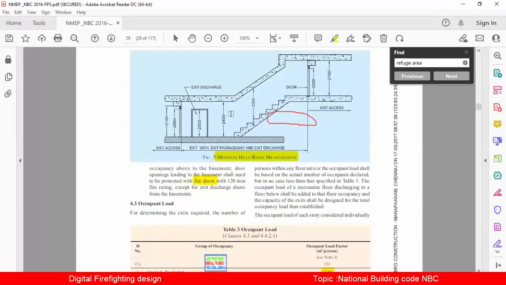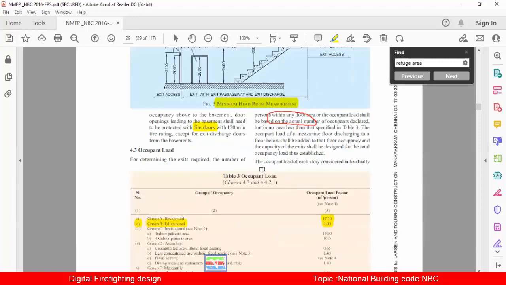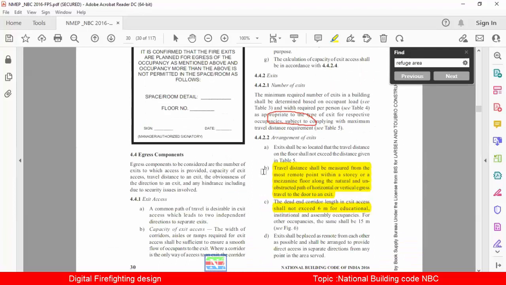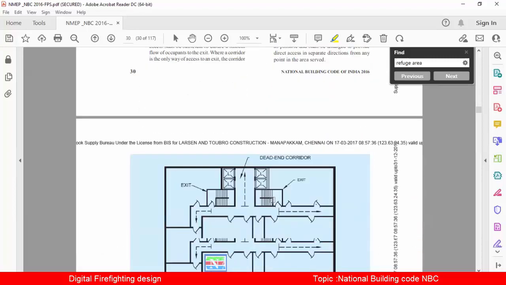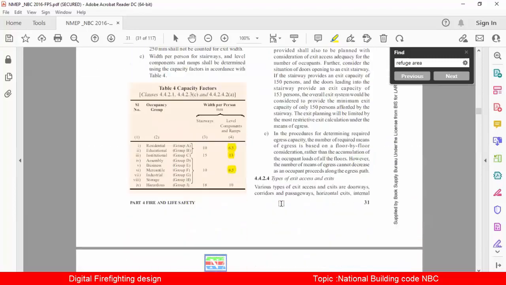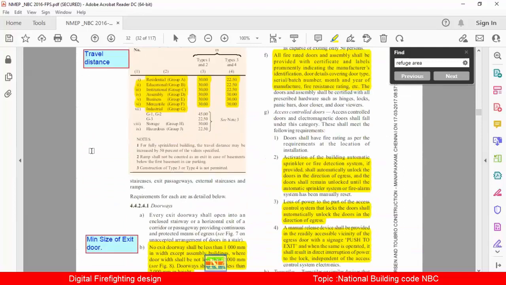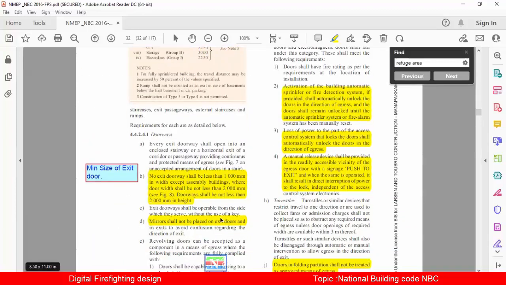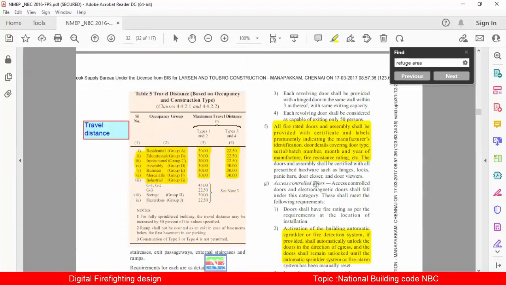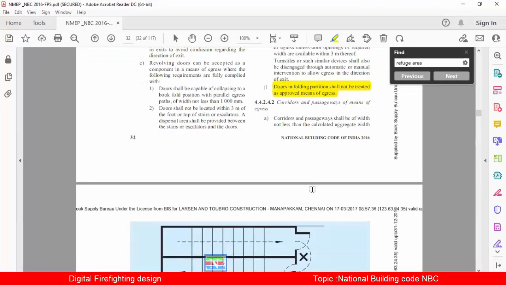This is the minimum headroom you have to maintain whenever you are coming through the staircase. Generally this will be taken care of by the home architect. Travel distance also we need to see, already you know what travel distance is. Minimum size of the door, what door size you need to have, just go through all the highlighted parts, it is easy for understanding.